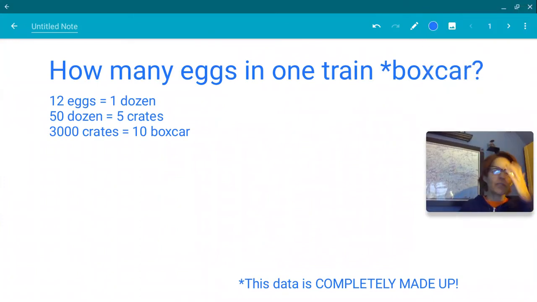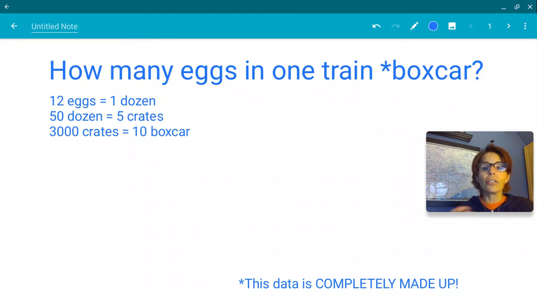Here we go. All right, so we're going to use something a little bit more understandable, numbers that you can imagine a little bit better than Avogadro's number. It says, how many eggs are in one train boxcar? Let's pretend that we have a boxcar that is completely full of eggs. How many eggs are there in this boxcar? I made up these numbers, and I'm sure they're completely miles off from reality. I was just trying to show you how we do this kind of problem.